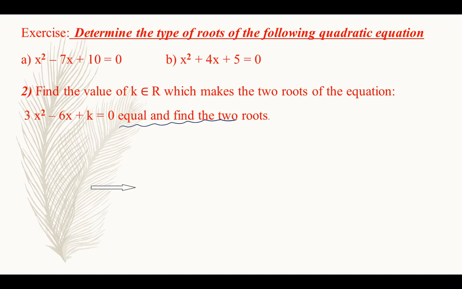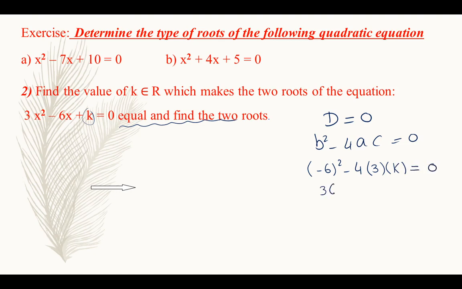Since the quadratic equation has two equal roots, this means that the discriminant equals 0. We all know that if the roots are equal, then the discriminant equals 0, meaning b power 2 minus 4ac equals 0. Let's substitute. Here a equals 3, b equals negative 6. So negative 6 power of 2 minus 4 multiplied by a, the coefficient of x power of 2, which is 3, multiplied by c, the term free of x, which in this equation is k. All of this equals 0.